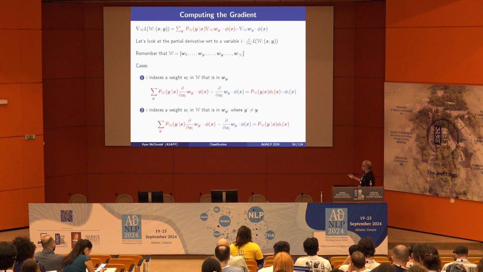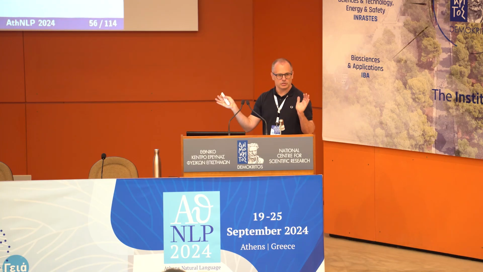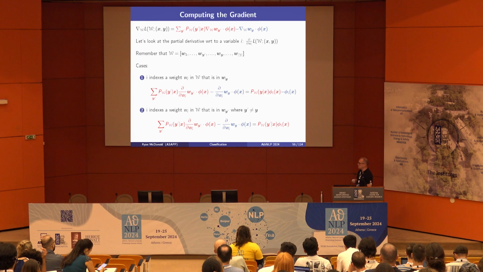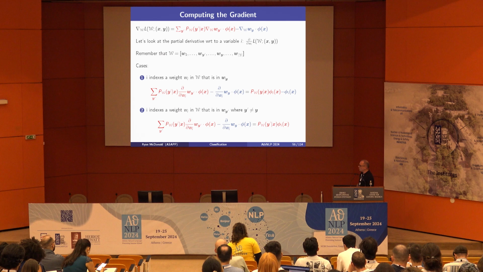Right, so this is the loss function. Let's look at the partial derivative with respect to some weight w of i, some variable at i. And you remember the gradient is just the vector of all partial derivatives. So I just want to look at one particular value in that gradient. That's what I want to do. So let's look at two cases. The first case, i points to some index in this weight vector here, right? So w of i is part of the weight set for the true output label y.